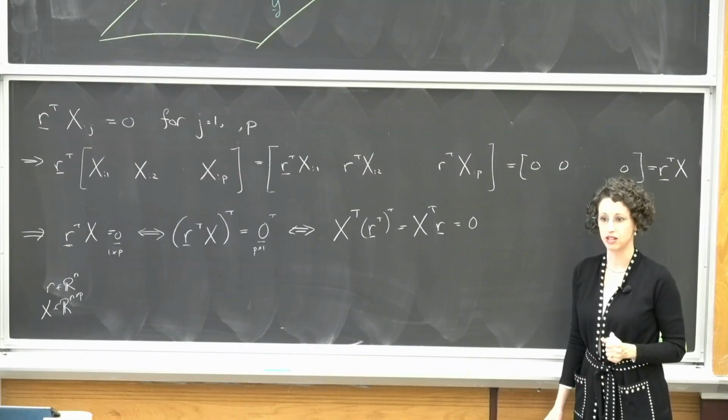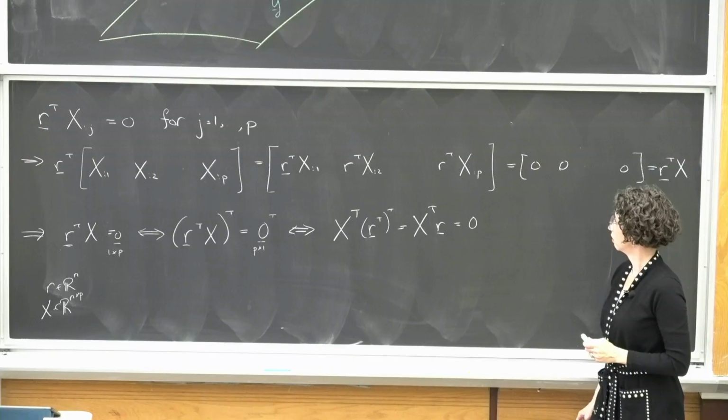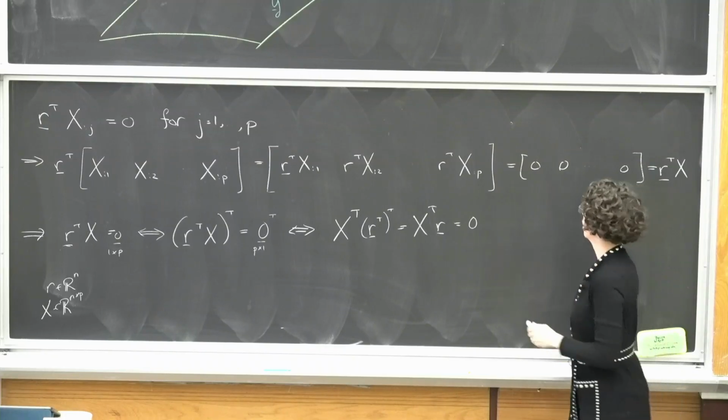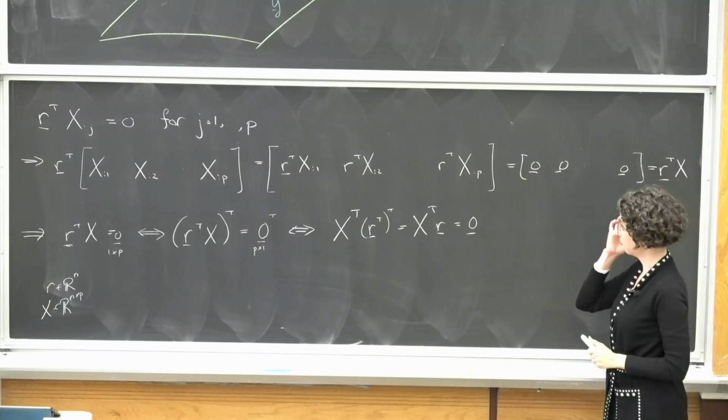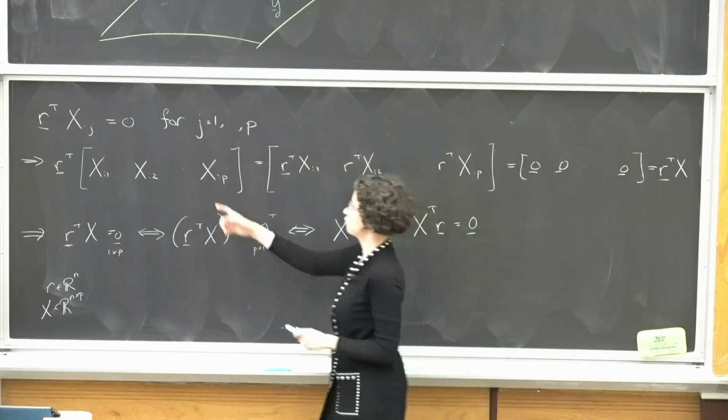Any other questions? Yes? And all the zeros here, I think you mean zero vectors. Yes, sorry, thank you. These are all 0 vectors, except for this one, which really is a scalar.